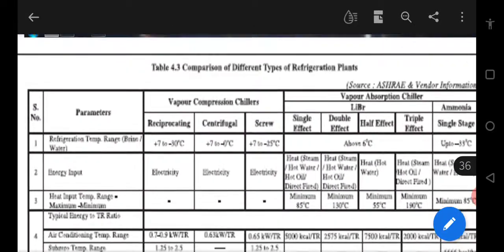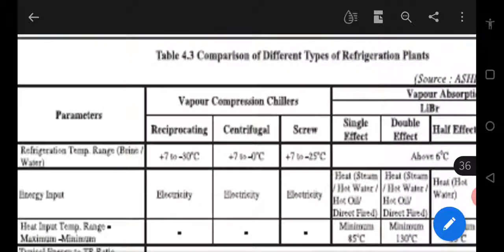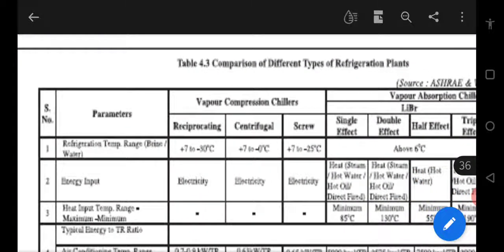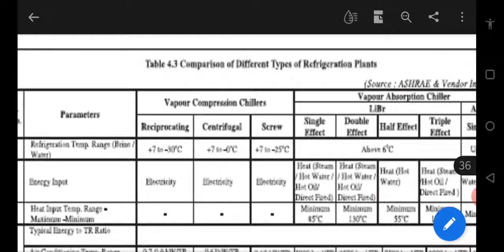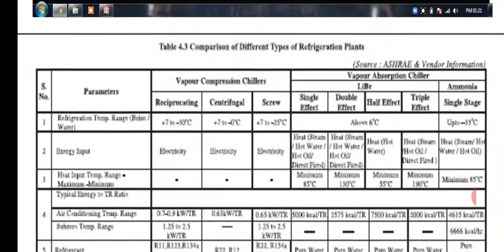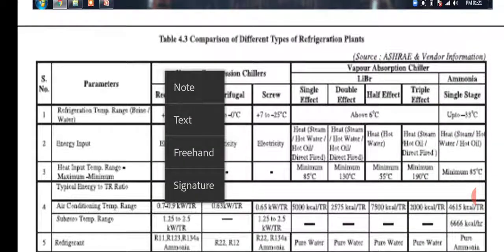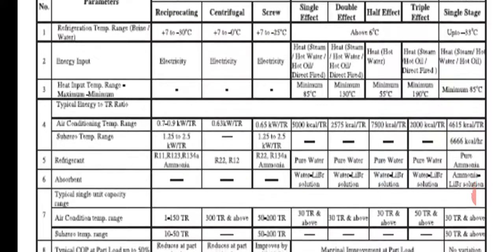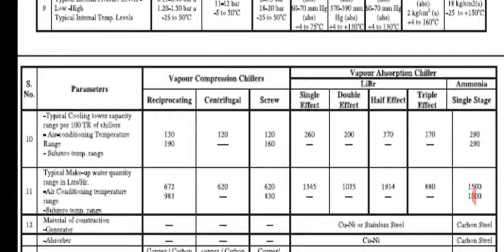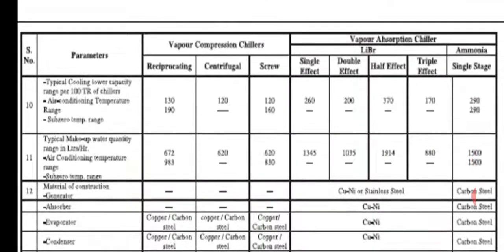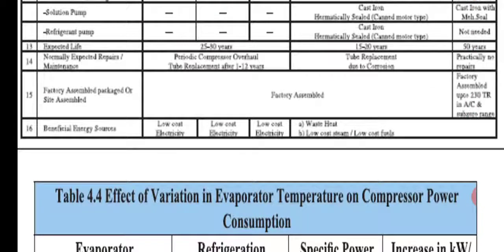These are again comparing the different types of refrigeration systems. In vapor compression chillers, you have reciprocating compressors, centrifugal compressors and screw compressors. And in vapor absorption, of course, you have single effect, double effect, half effect, triple effect, so many lithium bromide systems, and the ammonia system is a single stage system. So these are some details. I think I have told you this, you can watch it. It is a very big table, a lot of parameters are involved in that.